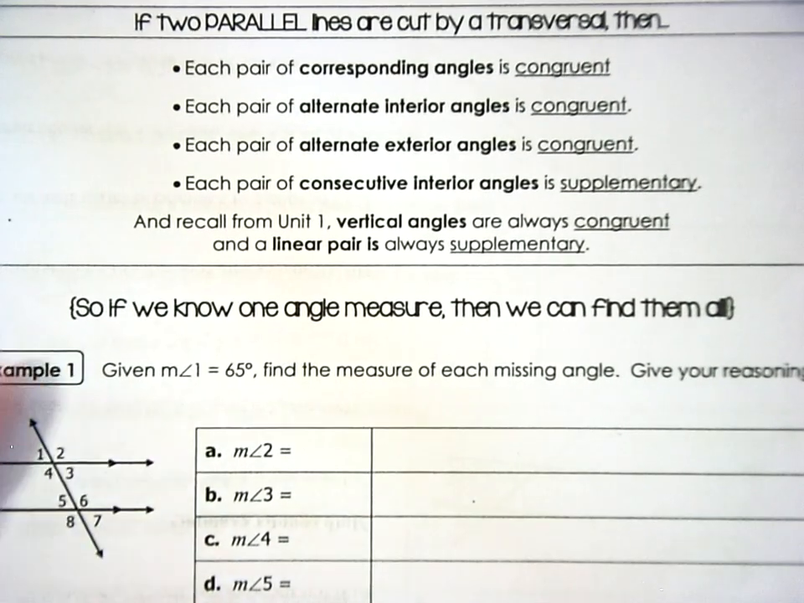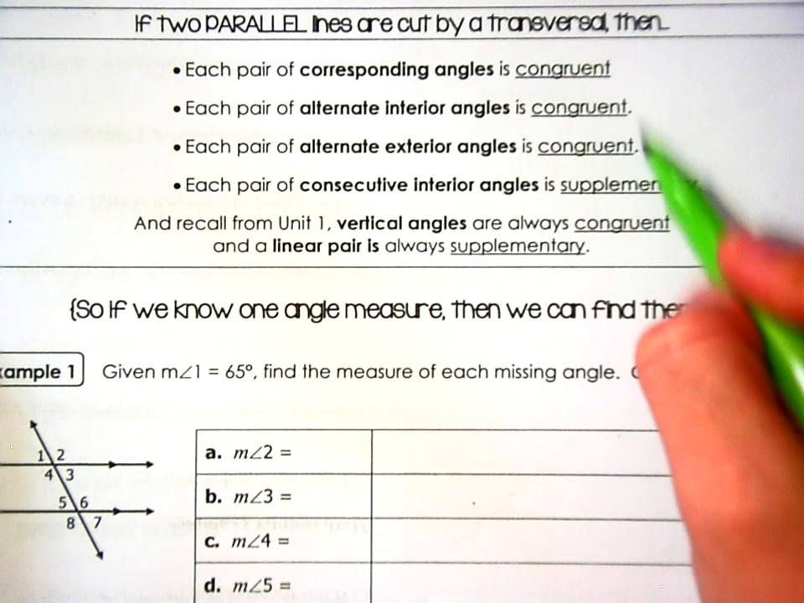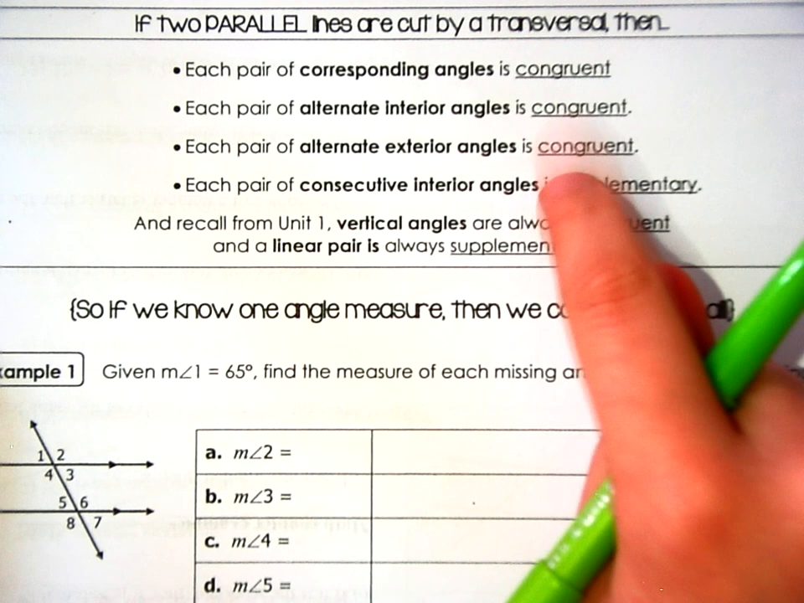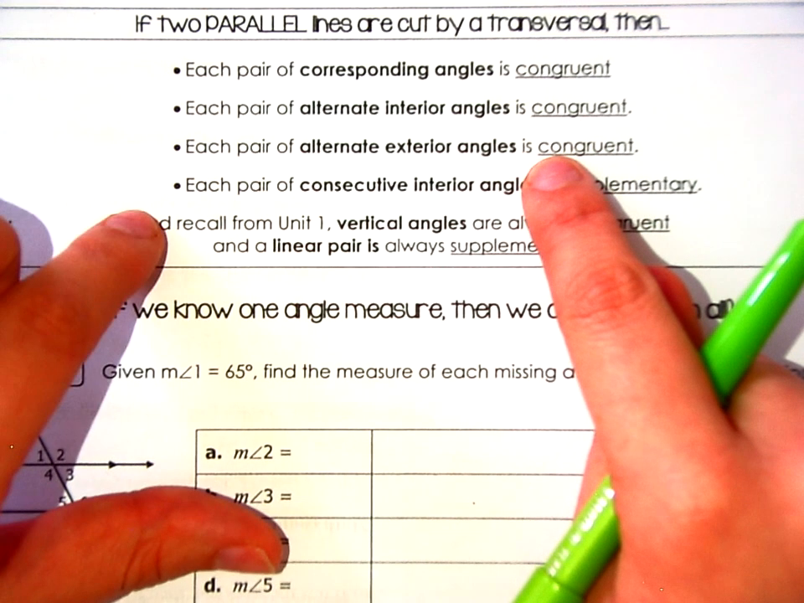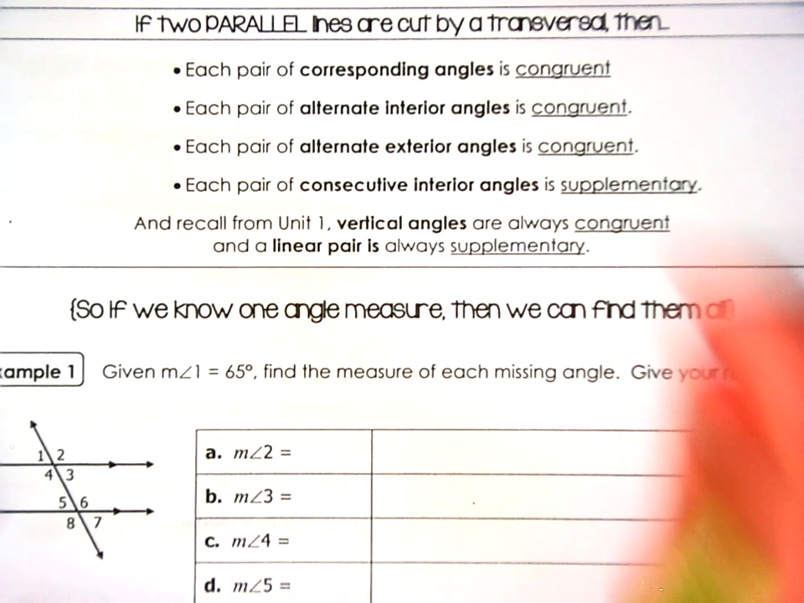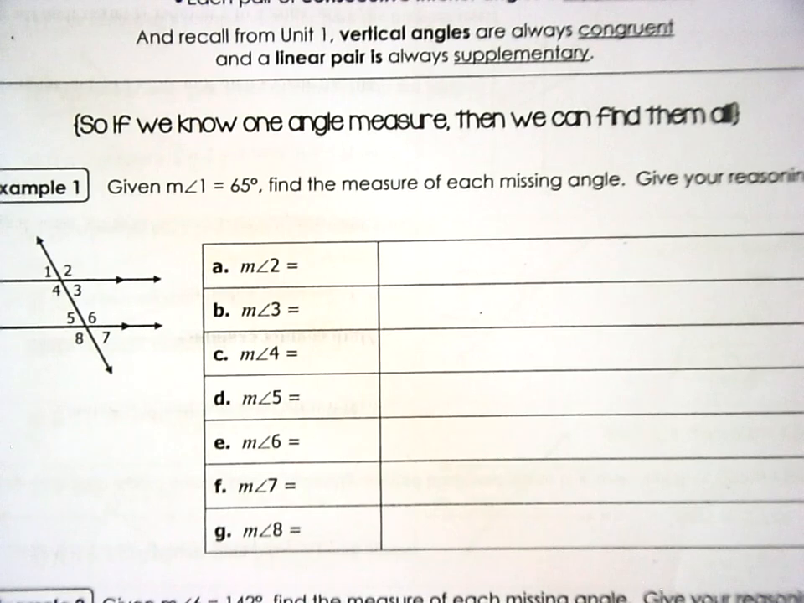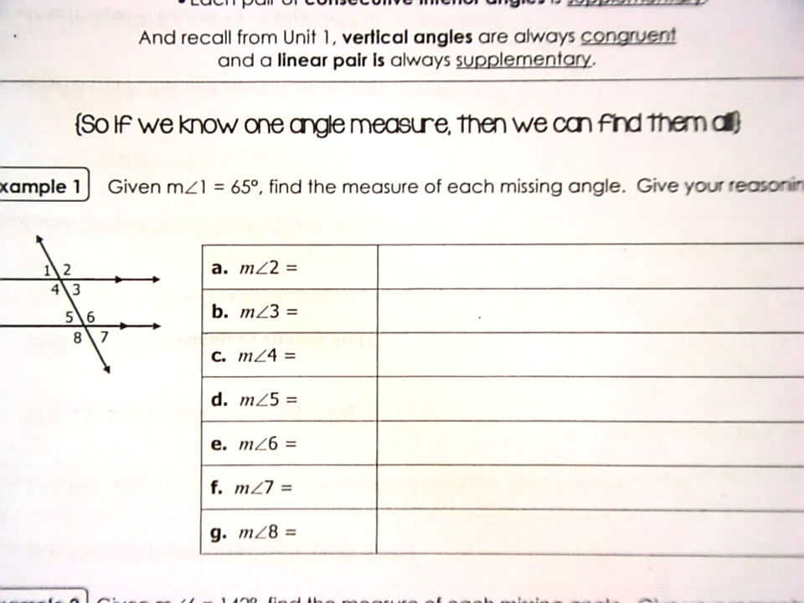Okay, so we really need to know what pairs of angles are congruent and what pairs are supplementary. This piece right here is really what you need to study when you're thinking about what are equal or congruent and what are supplementary or add up to 180. So what we're going to do first is just identify the relationships, and then on the back of this we're going to use that with some algebra, okay?